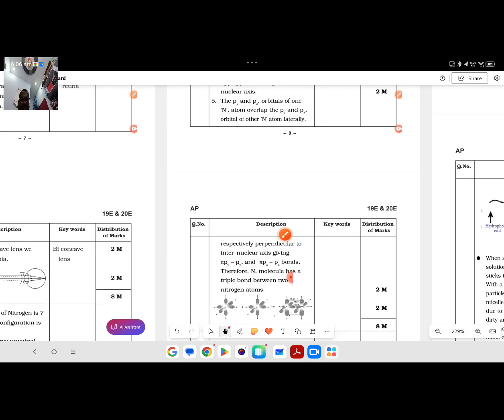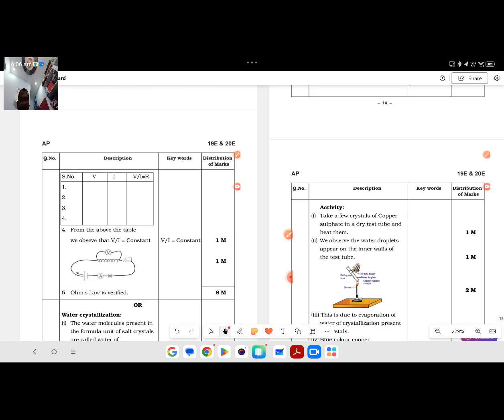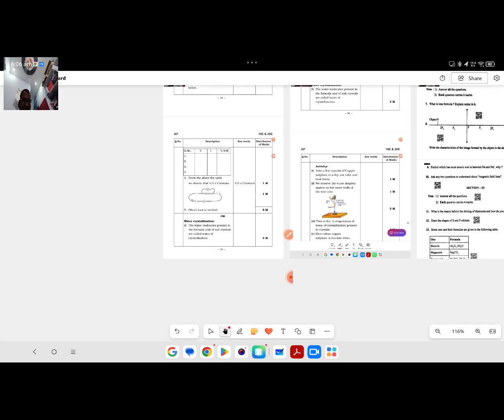Very simple question, very simple answers. Clear? Next, after myopia question, we have. So what question we have?